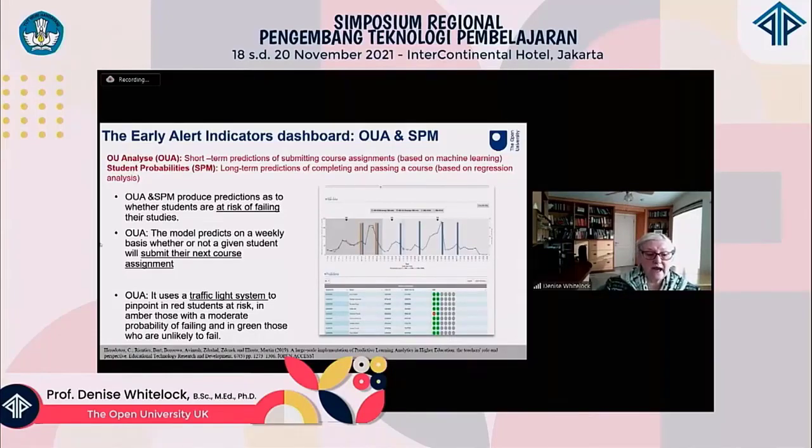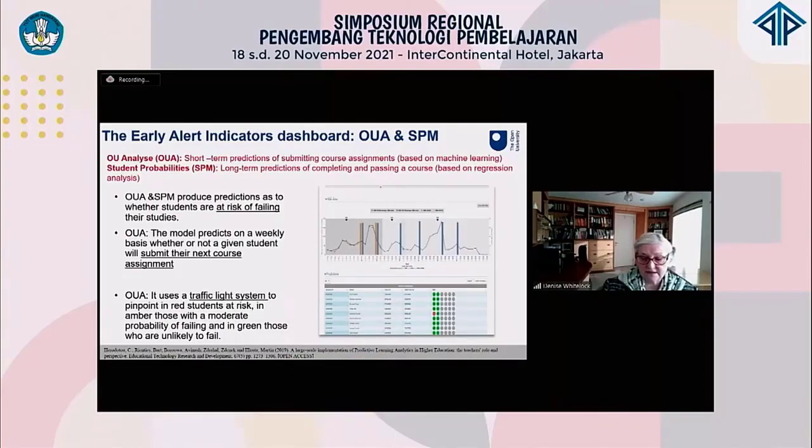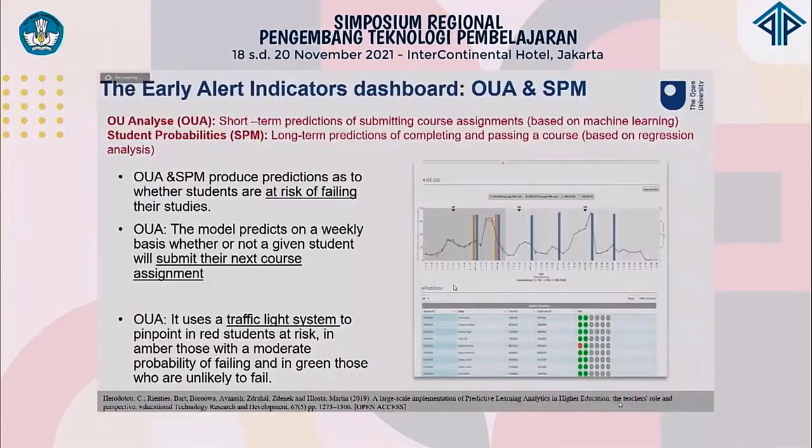And when we have OU Analyze on its own with the machine learning, it predicts on a weekly basis whether or not a given student will submit their next course assignment. And this uses a traffic light system to pinpoint in red students who are at risk. This is the traffic light system here, and we can see this student is at risk. And how do we predict that? That's from the activity that's going on in the VLE, in the Moodle.